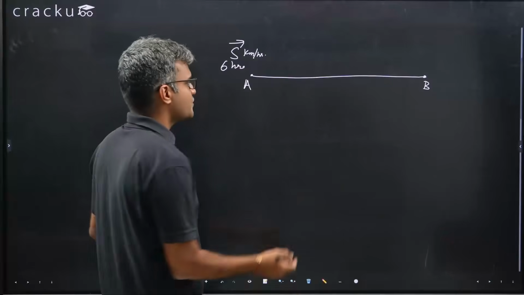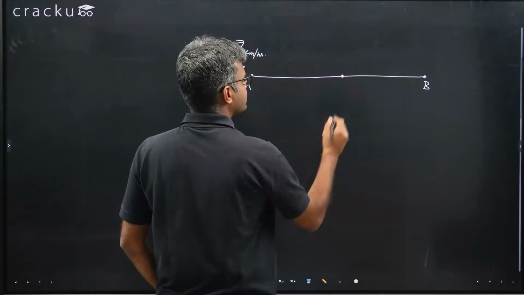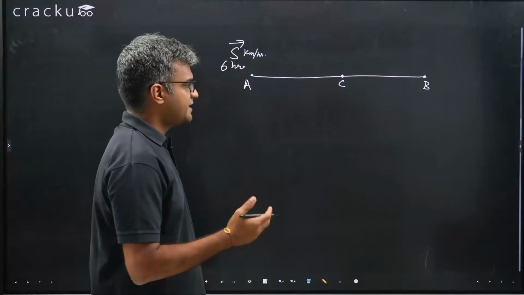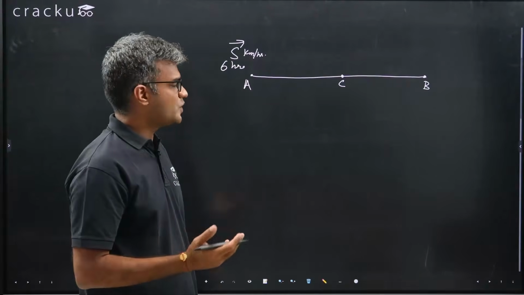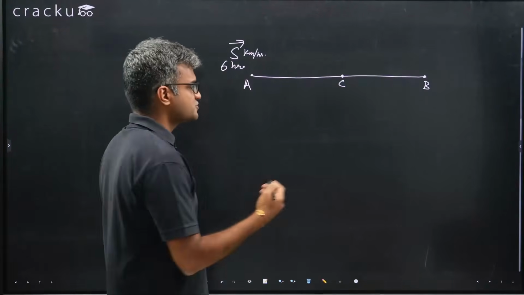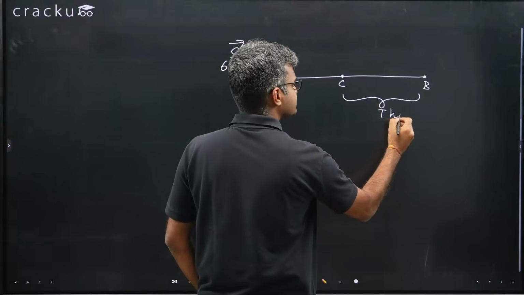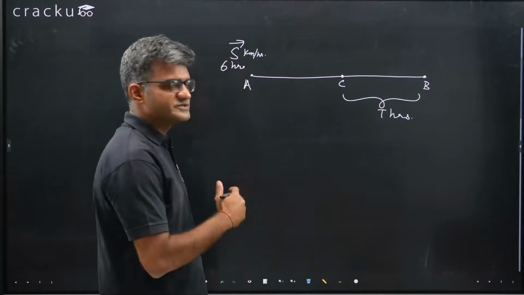But in the middle, at some point, let us say at this point over here, let that point be C. He stops for 20 minutes. And after that, he had to increase his speed to actually reach on time. So let us assume that normally it would have taken him T hours to go from C to B.